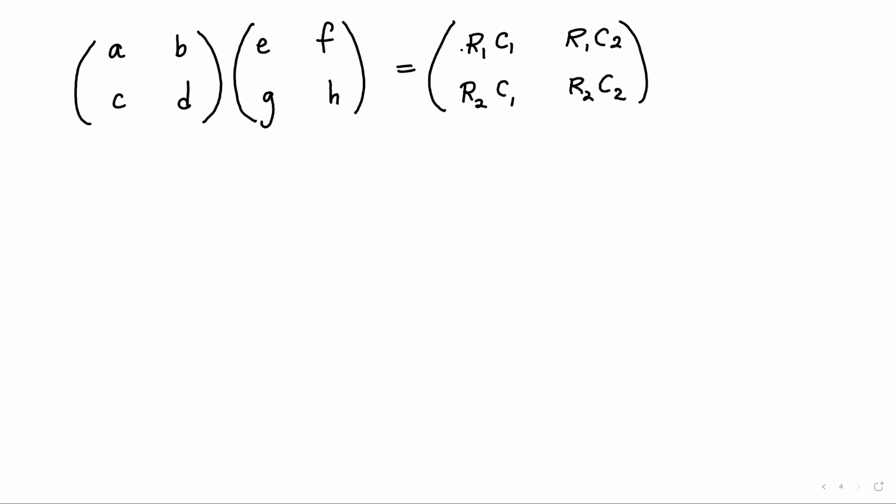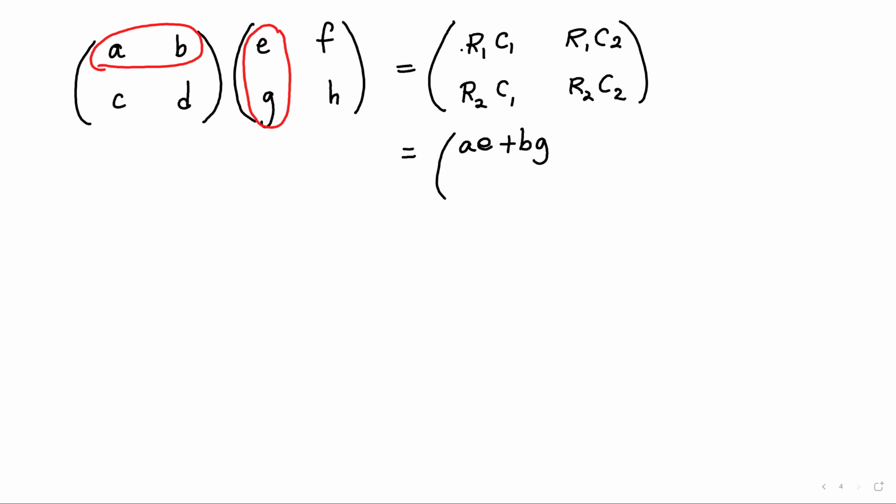to multiply this matrix A, B, C, D by E, F, G, H, I will literally multiply the row 1 terms by column 1 terms. So the first term in row 1, column 1 would be A times E plus B times G. These are your row 1 terms, A and B, times column 1, E and G. So you get A times E plus B times G, right?